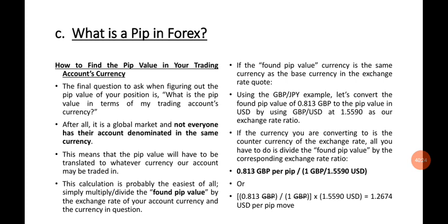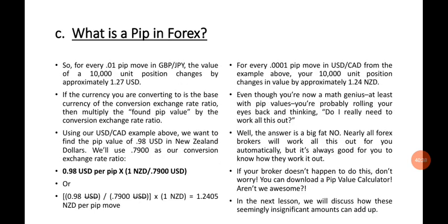They'll cancel out each other. That's the British Pound value. That will now give us our 0.813 times 1.5590 US dollar, which will give us 1.2674 US dollar per pip move. So far, for every 0.01 pip move in the Great British Pound versus Japanese yen pair, the value of a 10,000 mini lot size position changes by approximately 1.27 United States dollar.